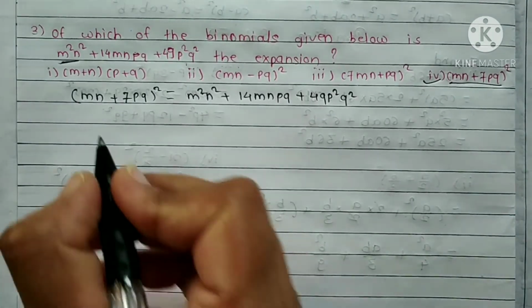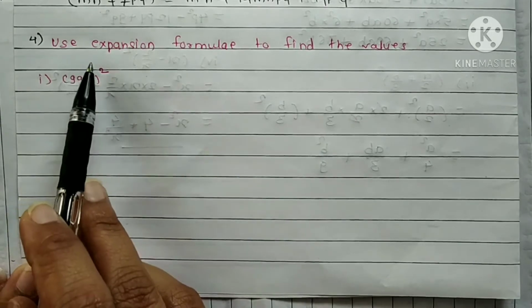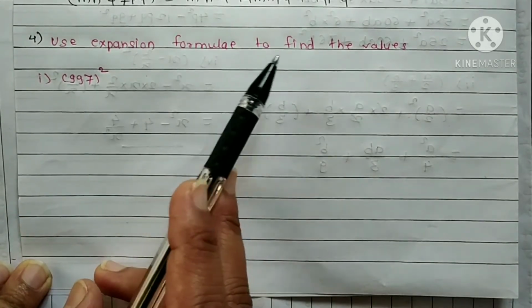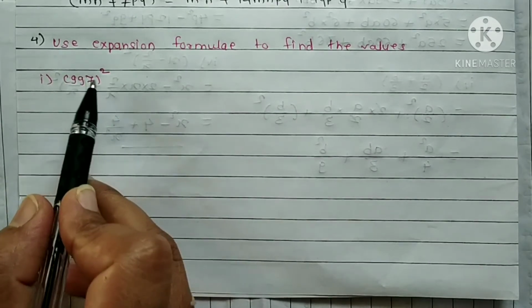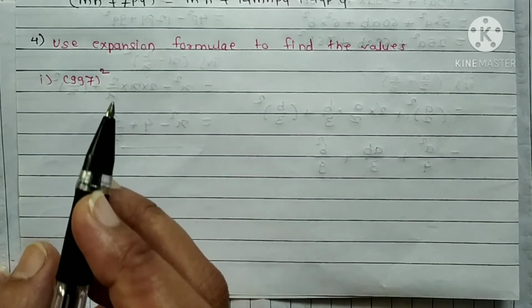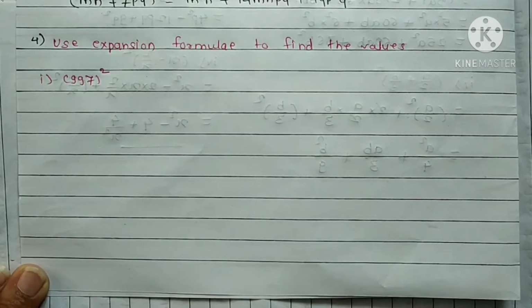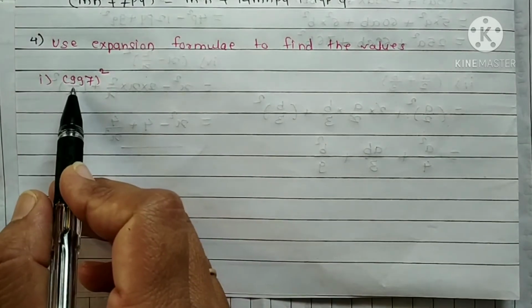Now see the last question. Fourth question is, use the expansion formula to find the values. First is 997 square. To solve this we use the expansion formulas, that is (a plus b) whole square and (a minus b) whole square. See here how to solve this.